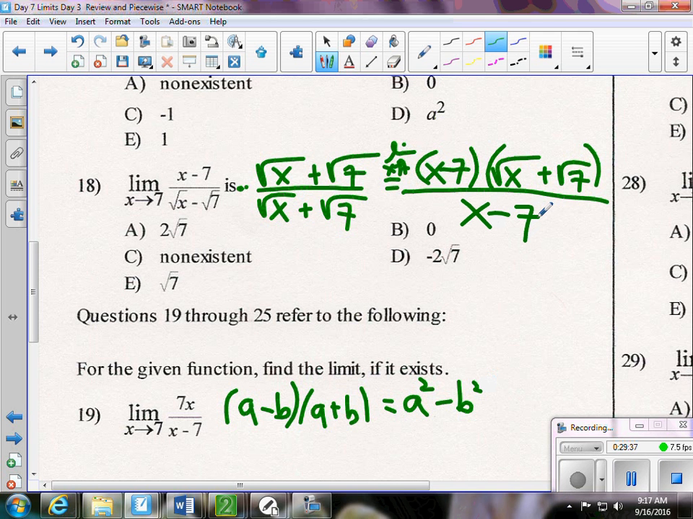The beauty here? Now, if we tried to get the limit, we had 0 over 0. It's the conjugate thing. Now we're going to cancel. Plug in. When you substitute in 7 now, after you cancel, you get rad 7 plus rad 7, which is what? 2 rad 7.